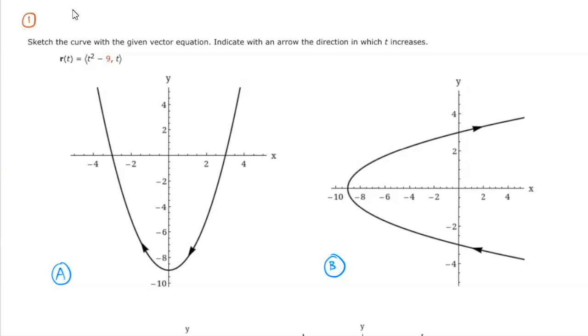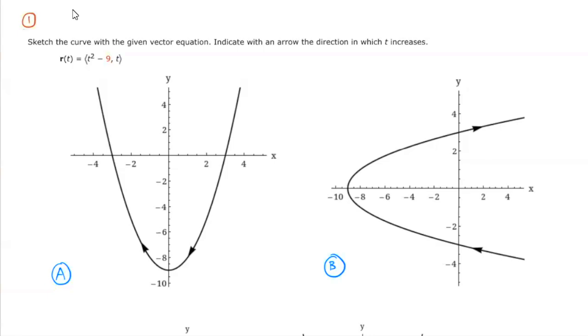So x equal to y squared goes this way, and if you have x equal to negative y squared, it goes this way. Okay? So it goes like this, and then you want to indicate the direction it moves as t increases. So as t increases, which way does it move? This way or that way? I'm not sure right now. Let's think about it. Which way?